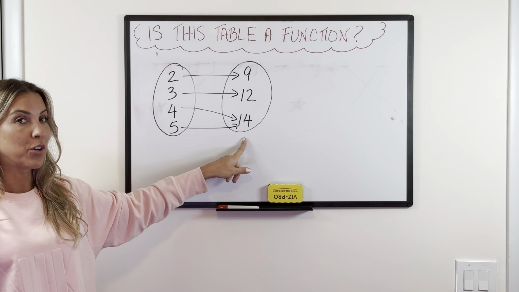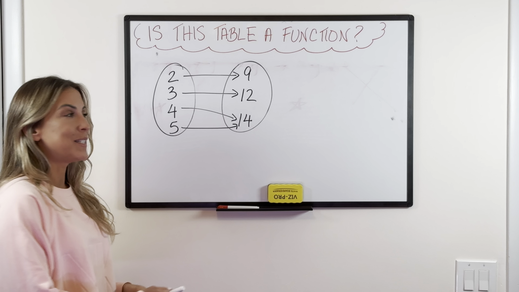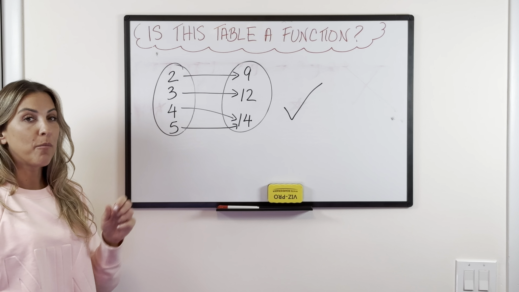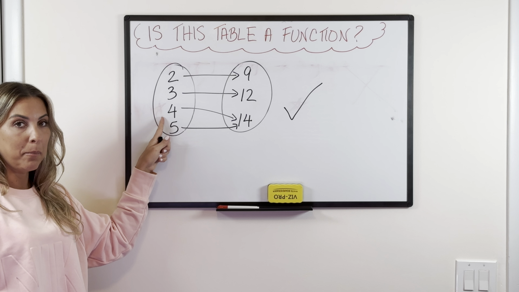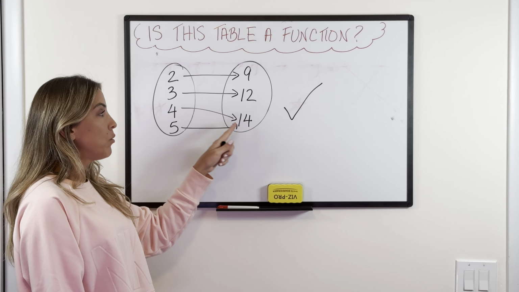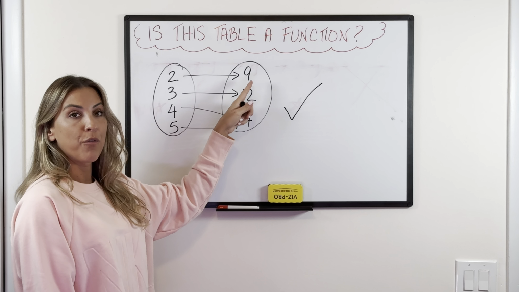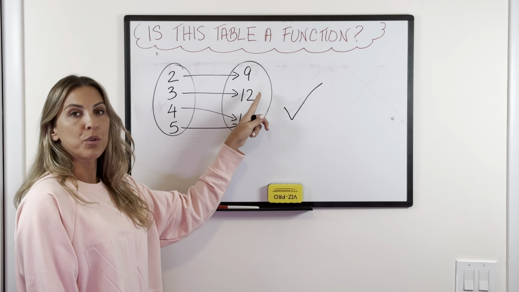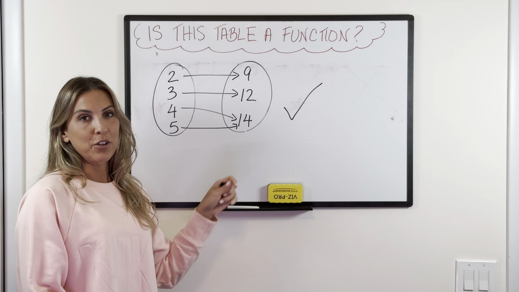So is this a function or not? It is, because even though 2 of the inputs are going to the same output, remember that the rule is that every input can only have one output. So the input 4 only goes to 14. It doesn't go to 12 or 9. The input 5 also only goes to 14. It doesn't go to 12 or 9. So this is a function.